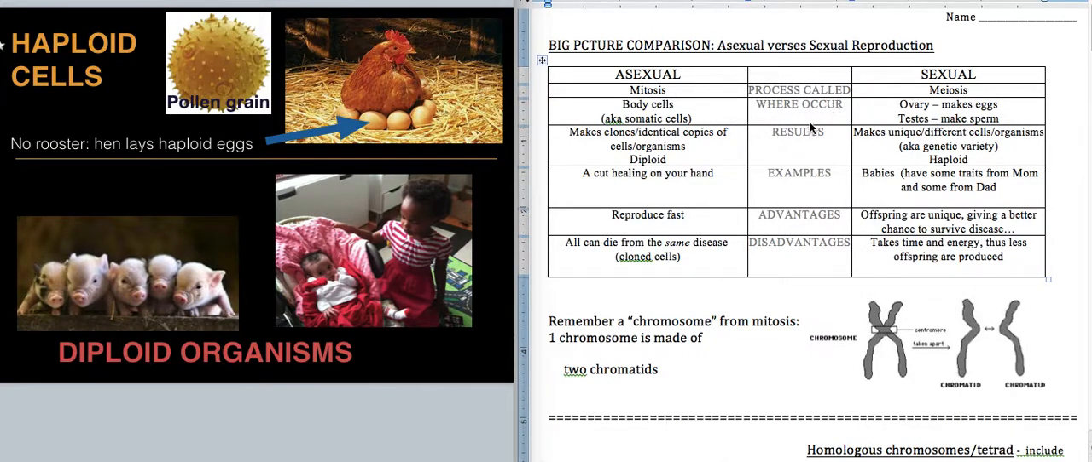Where does meiosis occur? In females, it occurs in our ovaries, which make an egg every month. Gentlemen, your testes, they make sperm.